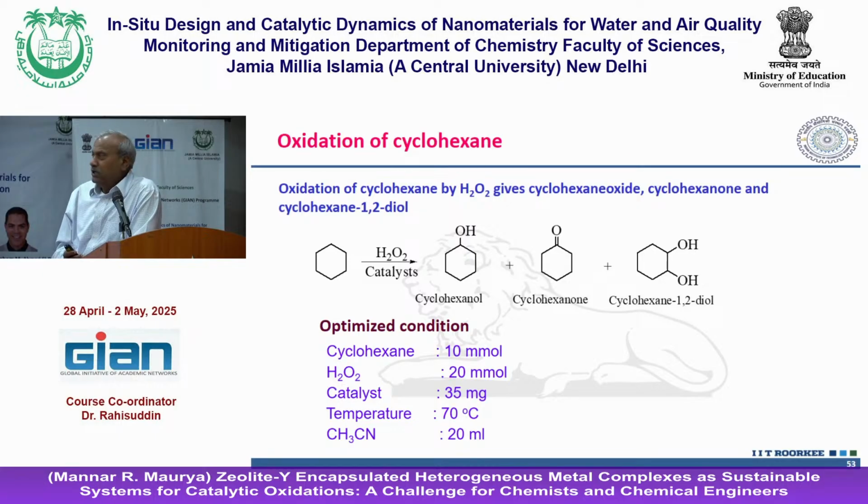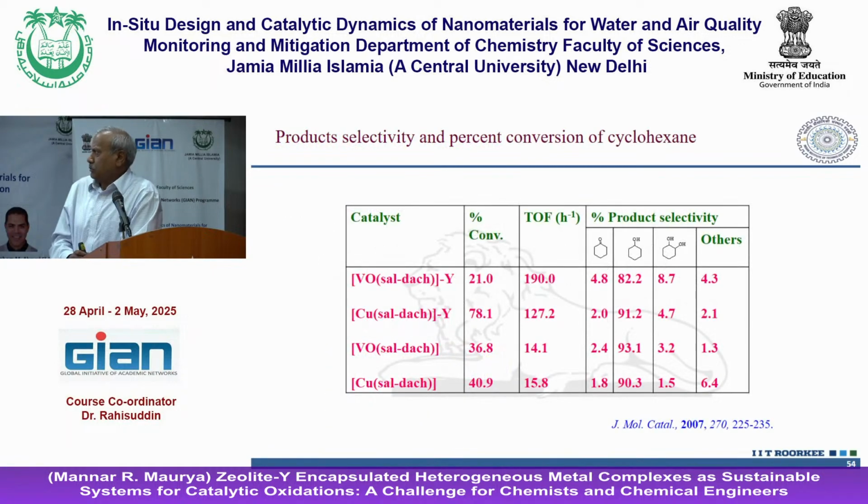Conversion is a bit less, but under optimized condition, you will see that this is going to give you the product. Low conversion is not that good, like we have taken with this vanadium compound or the copper compound. With cyclohexane, oxidation is not an easy job.